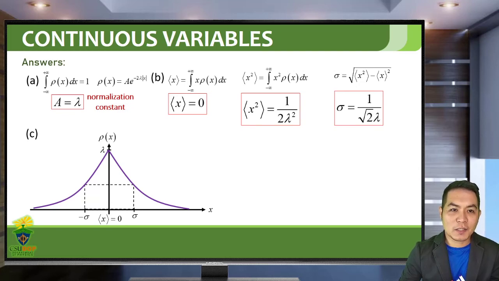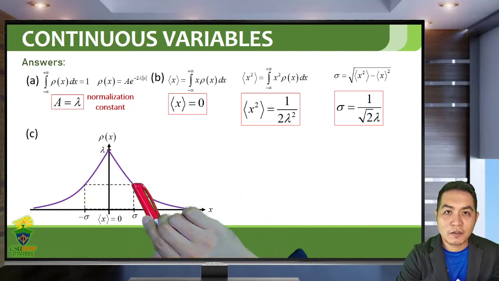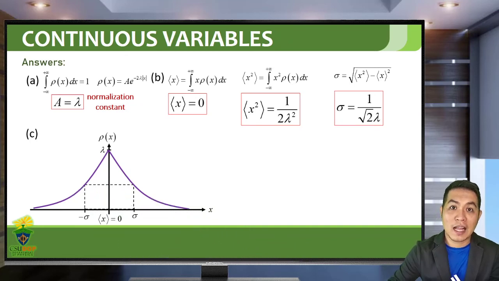You will notice at x equal to 0, e to the 0 is 1, so the maximum value of our probability density is a, or lambda here, at x equal to 0. It just so happened that x equal to 0 is also our average value, or expectation value. So the spread from the mean, which is 0, is sigma. So sigma here and also a sigma here. This is negative sigma position, positive sigma position. This is one standard deviation to the right, and this is one standard deviation to the left.